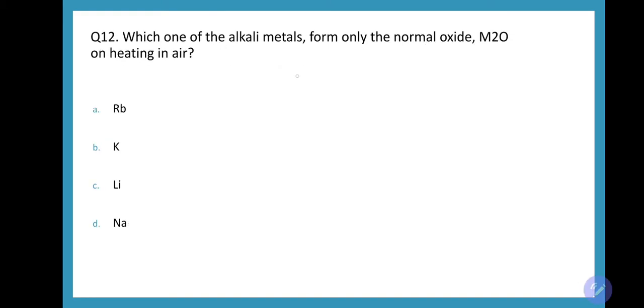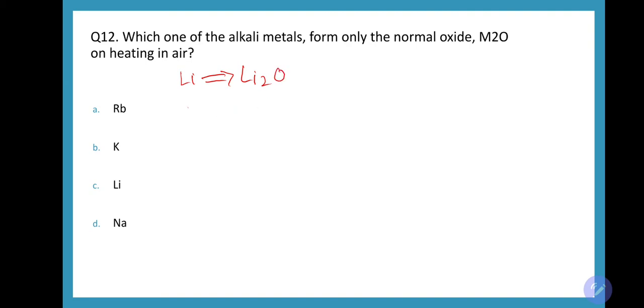Which of the following alkali metals form only the normal oxide, M2O, on heating in the air? Now when an alkali metal is heated in an atmosphere of oxygen, it ignites and forms oxide. As we have seen, they are highly reactive in nature and will burn in the presence of air. For example, on combustion of lithium, it is going to form lithium oxide.